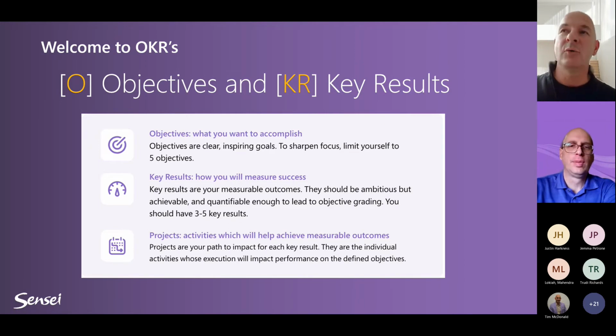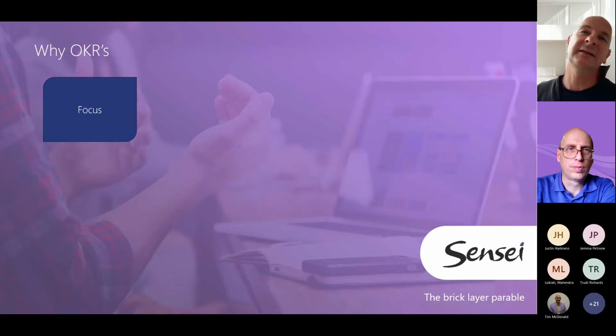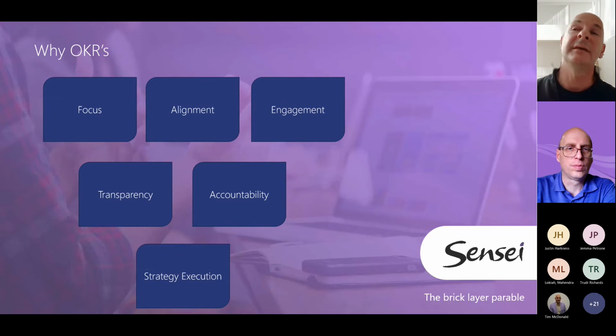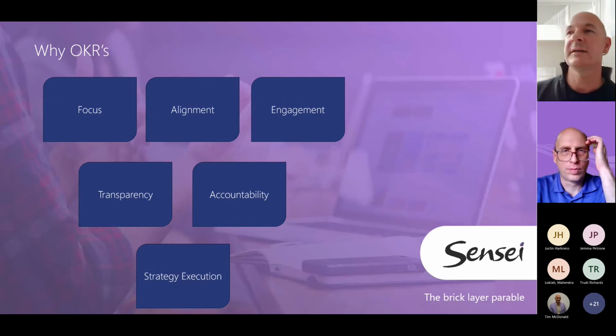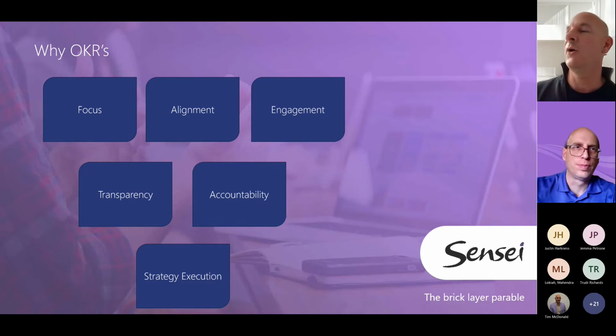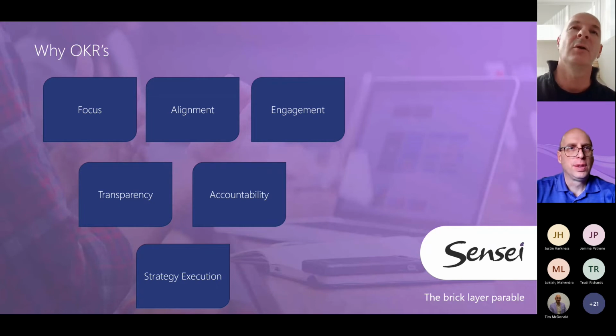So OKRs, objectives and key results. The ultimate purpose for the objectives and key results is to provide your staff and your organization with focus, with alignment, rowing into the same direction, as I like to call that, with engagement so that people know what they're doing, with transparency and accountability so that people actually have the ability to see how these OKRs are performed. And ultimately, the outcome is the execution of your strategic goals. I just wanted to make sure that we understand the why of these OKRs. There are 100 other reasons. These are the ones that I find are most important.